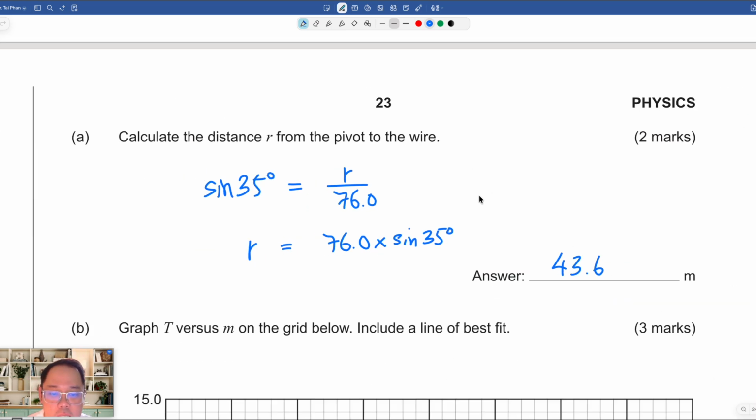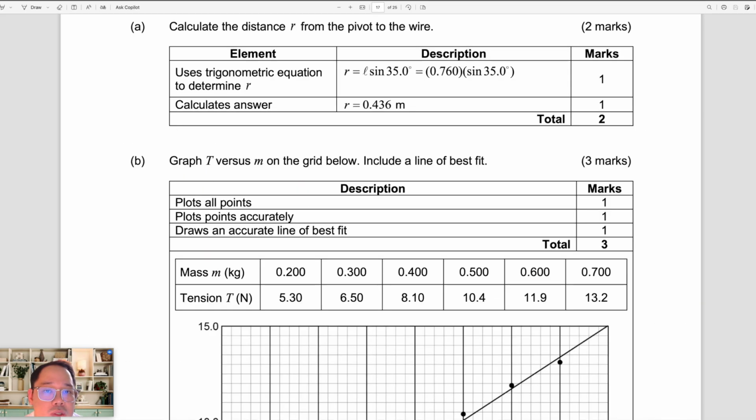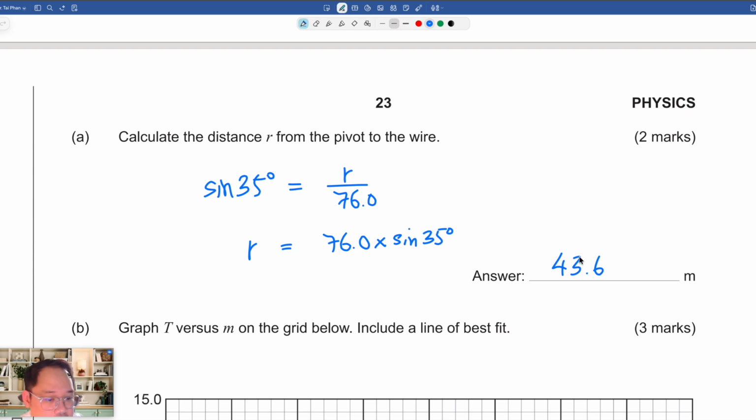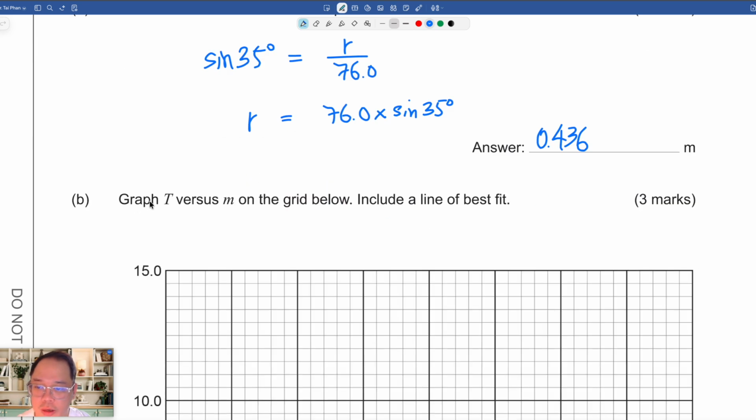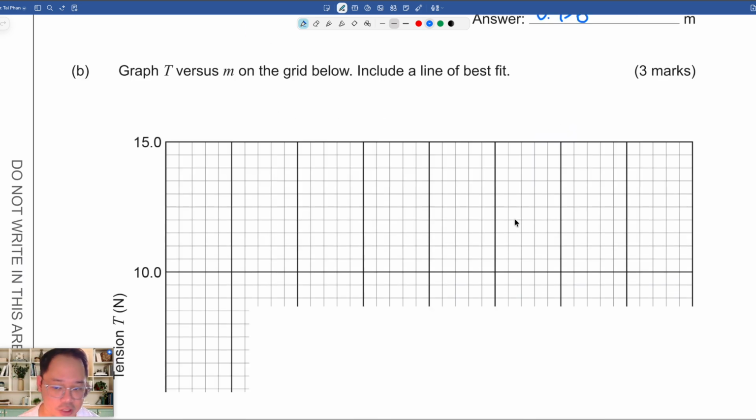Okay, and we can also check my solution, of course, with this mark scheme. So this is the conversion to meter. This is centimeter, so we need to convert this one into meter. 0.436 meter. Question B, graph the tension versus the mass on the grid below. Include a line of best fit.